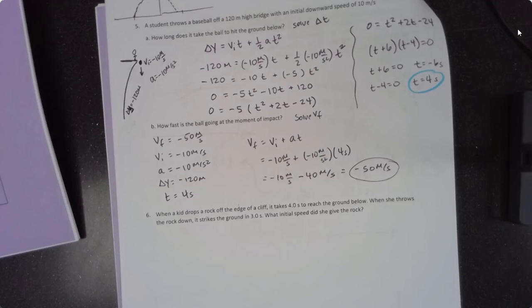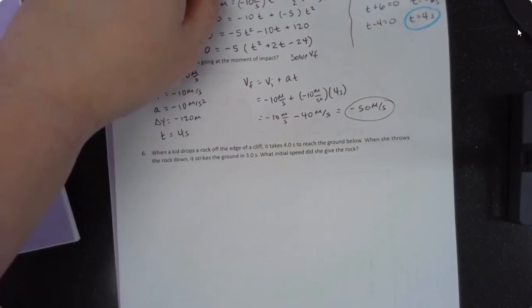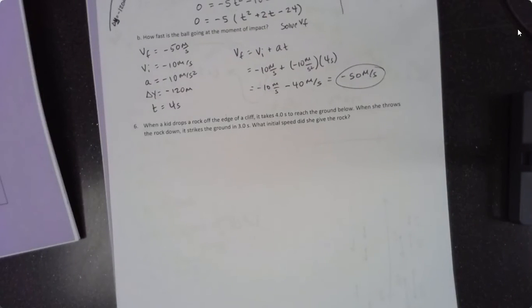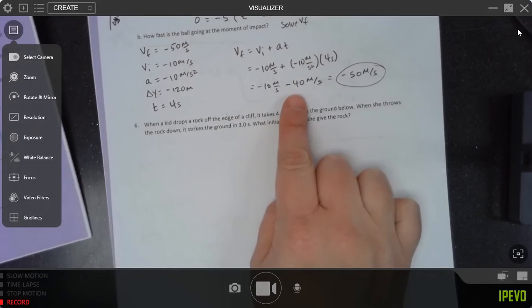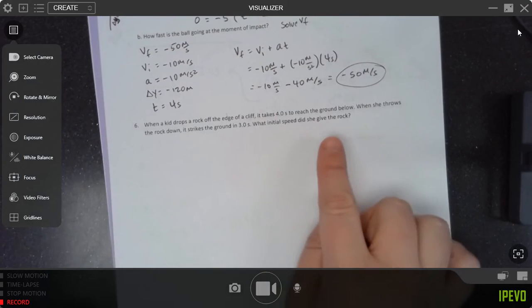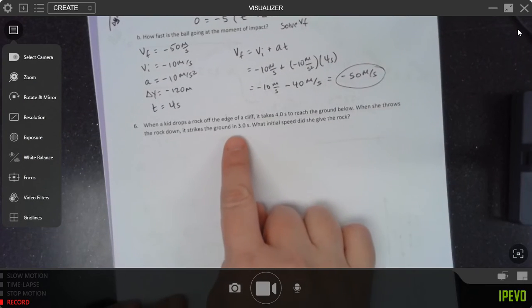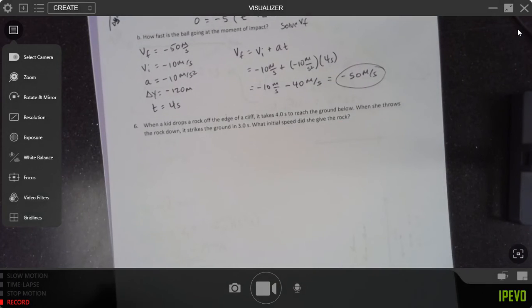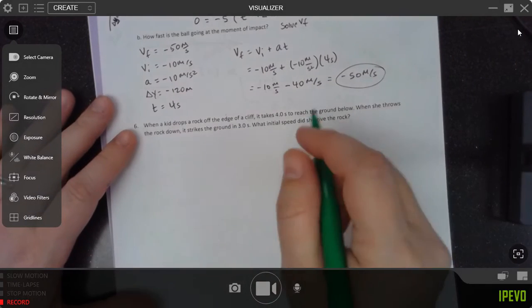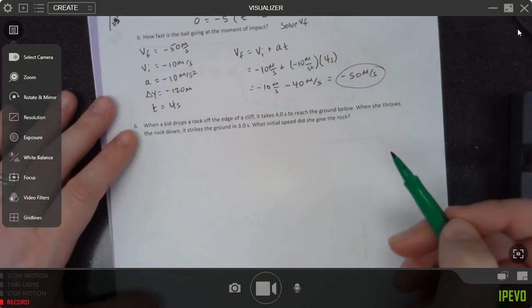Number 6, last one, says when a kid drops a rock off the edge of a cliff, it takes 4 seconds to reach the ground below, which is interesting because it's the same amount of time it took this guy up here, right? When she throws the rock down and strikes the ground in 3 seconds, what initial speed did she give the rock? Okay, so we're going to need to solve some stuff because what we have here is 2 times. We know some other stuff.